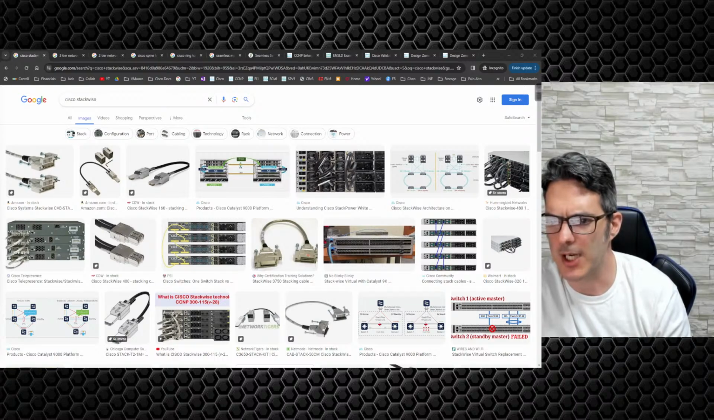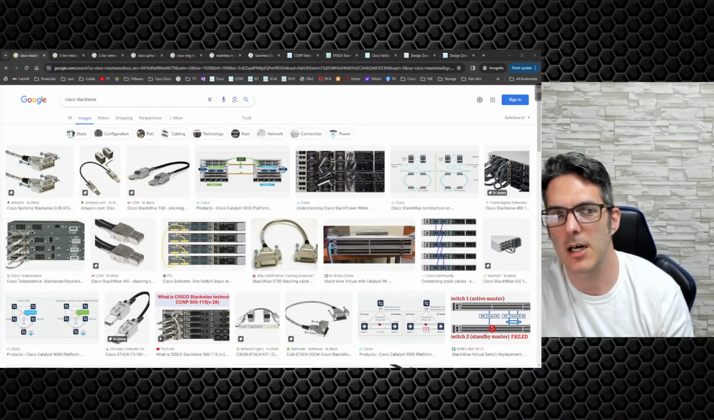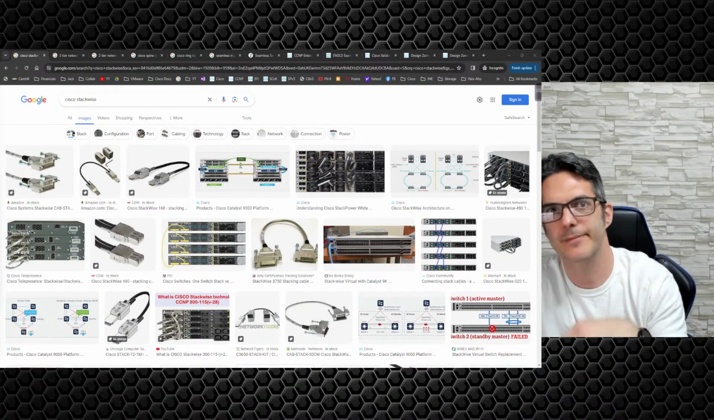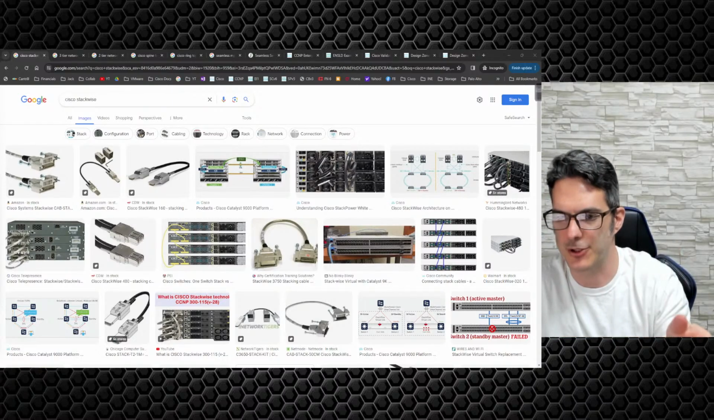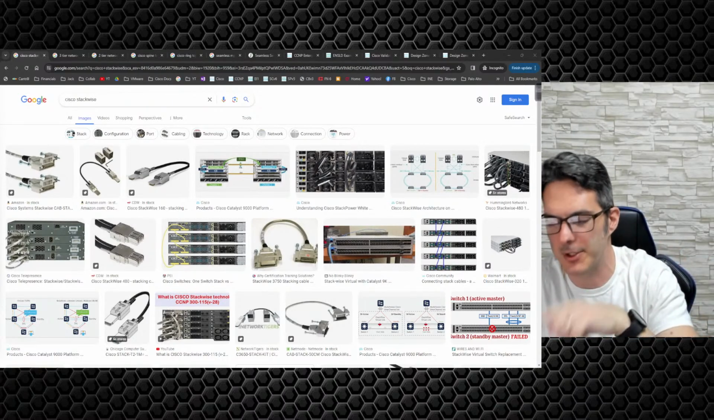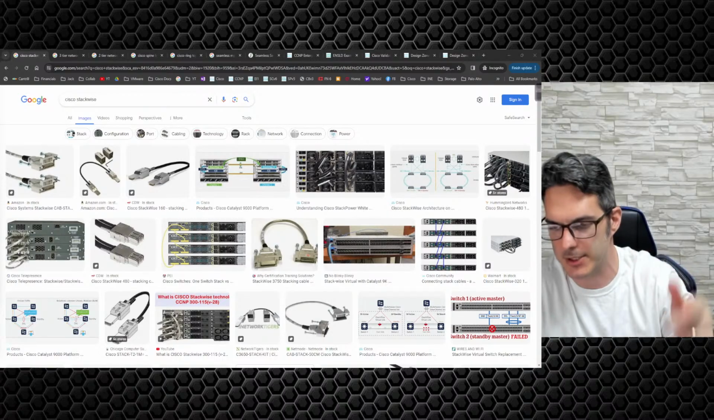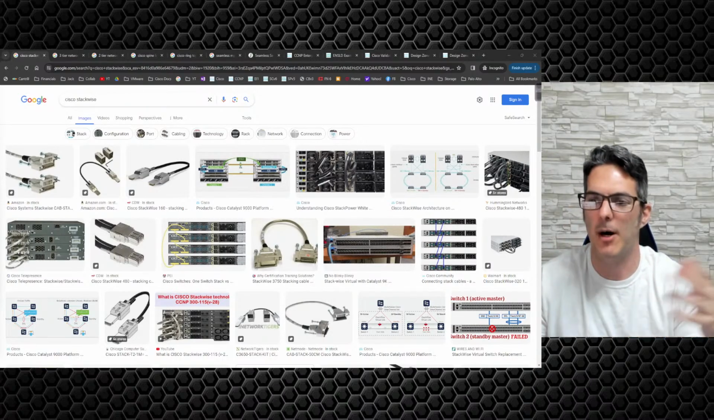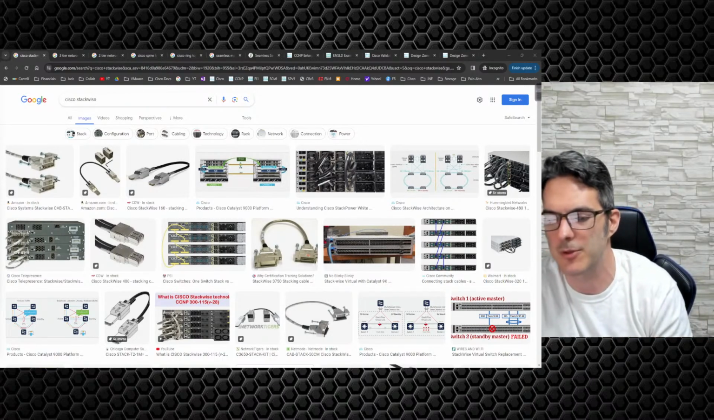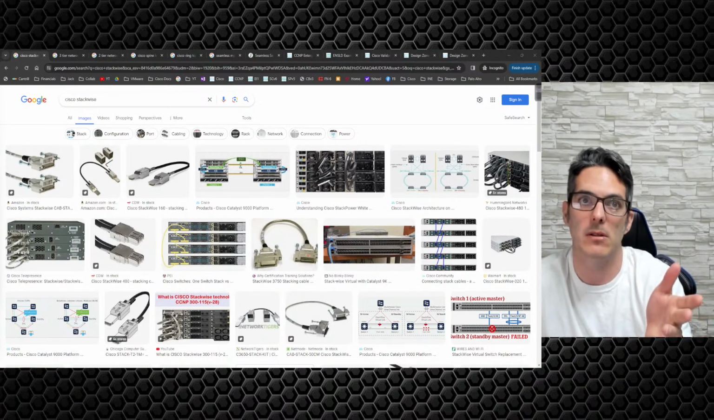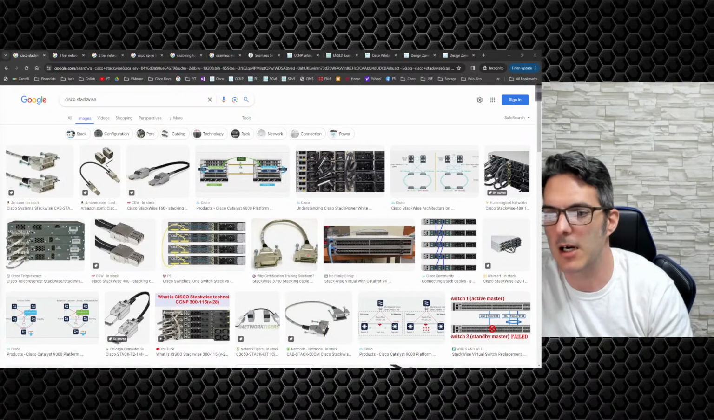StackWise Virtual offers ISSU, in-service software upgrade, so it's easier to upgrade if you hit a bug. That is a good point. You'd upgrade your standby, then flip over the primary to backup, and then upgrade what was the primary that's now backup. So the box typically stays online all the time. I agree with you on that one too. So are there ways of getting around your fear? Yes.